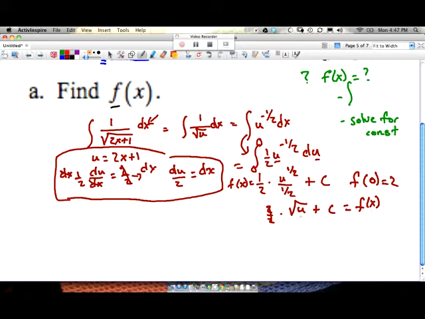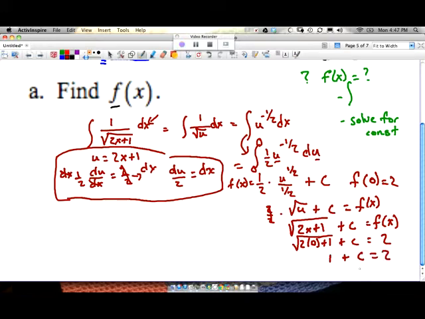We know that f of 0 equals 2, but u is not just u here. That's really an x term. So let's see what that is in terms of x. Square root of 2x plus 1 plus c equals the f of x. Take it a little bit further. Now we're going to plug in 0, and that's going to be equal to 2. So we plug in 0. That'll be the square root of 2 times 0 plus 1, and we got plus c. So what would this come out to simplify here?